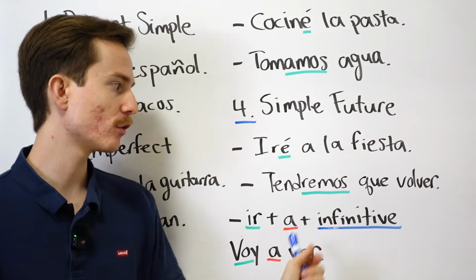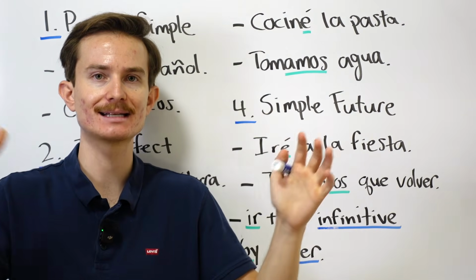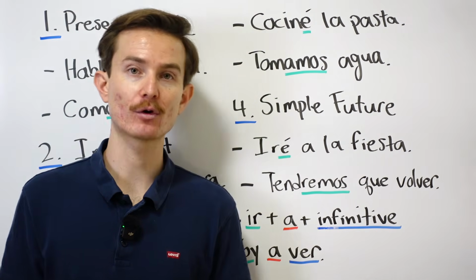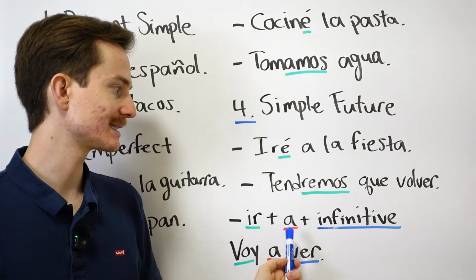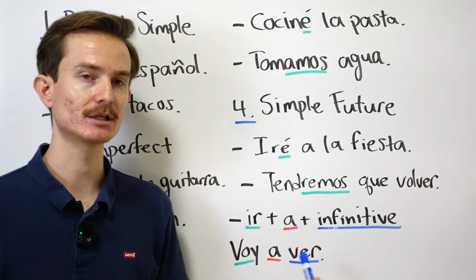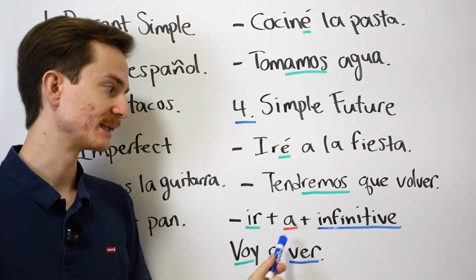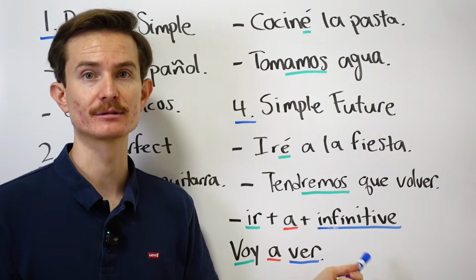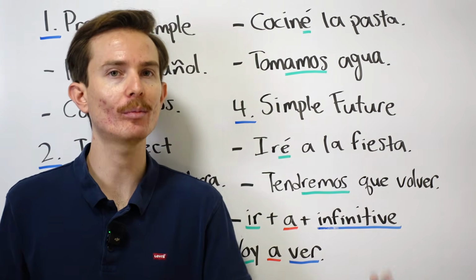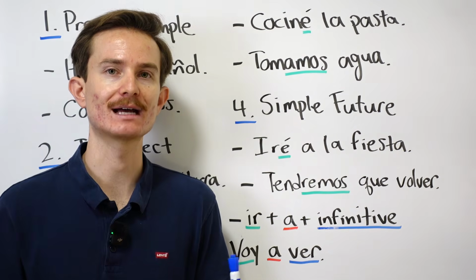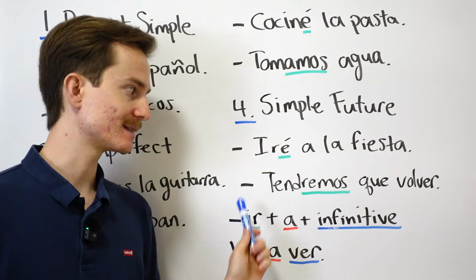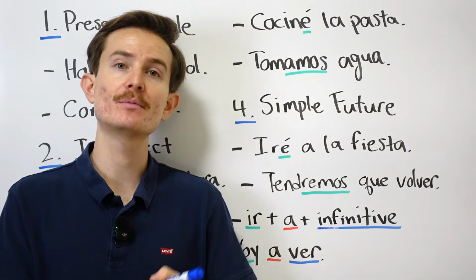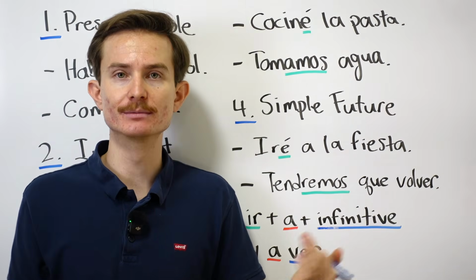Whereas with the informal future, which is technically not a tense, this is what we'll use. We use a very, very simple formula, which is ir plus a plus infinitive, okay? So this verb meaning to go plus a, which is a preposition meaning to, and an infinitive verb. So something like hablar or comer or vivir, for example, okay? 90% of the time, this is what we're going to use in Latin America.